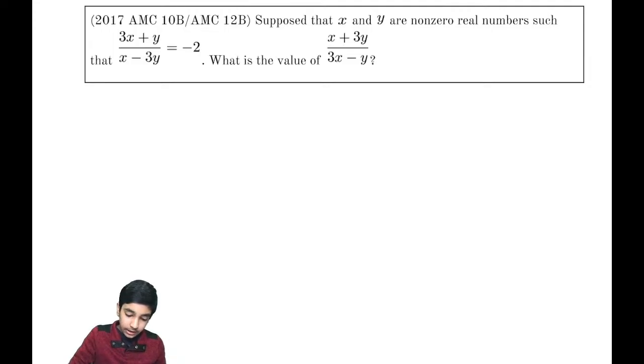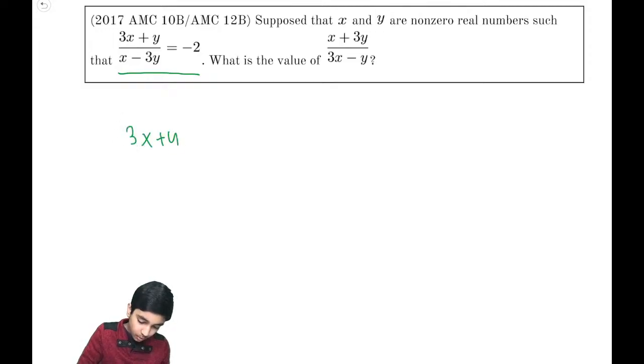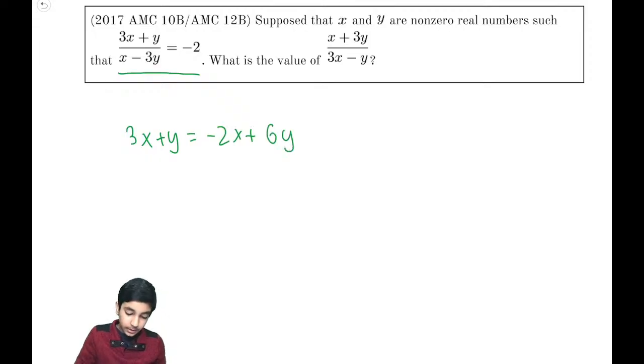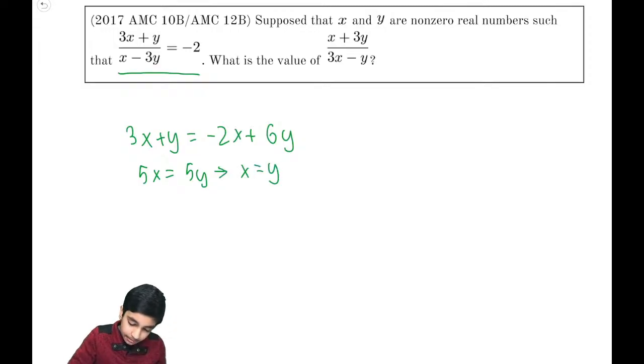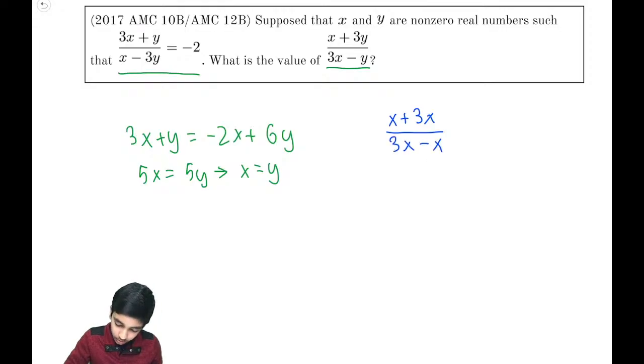So in this problem, we can just cross multiply both sides in our first equation to get 3x plus y equal to negative 2x plus 6y. So right now we're just cross multiplying both sides of the equation. And then we can solve the equation. So 5x is just equal to 6y minus y, or 5y, meaning x equals y. And then we can substitute it into our expression to get x plus 3x, because y is equal to x, divided by 3x minus x, which means it's equal to 4x over 2x, or 2.